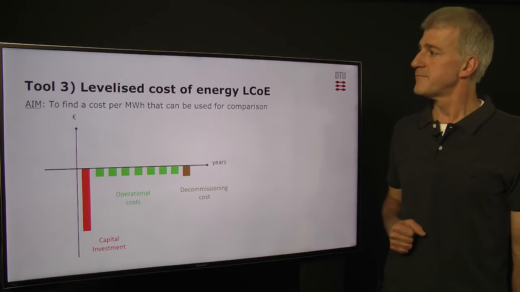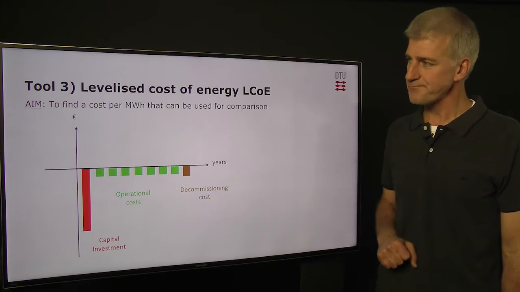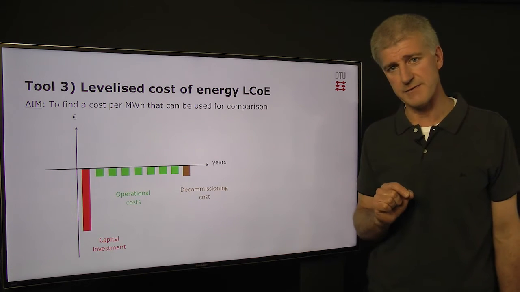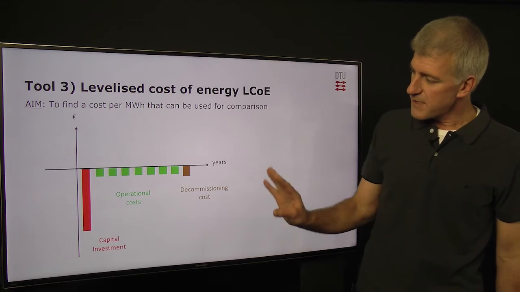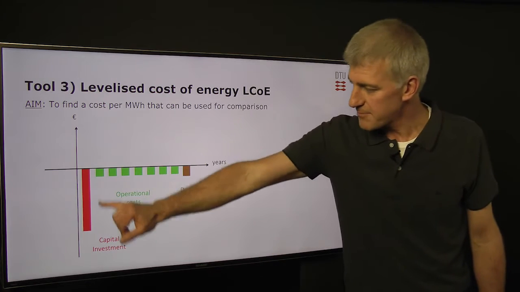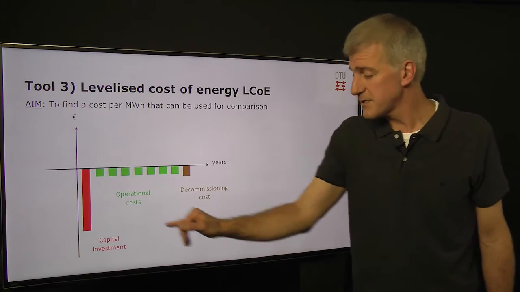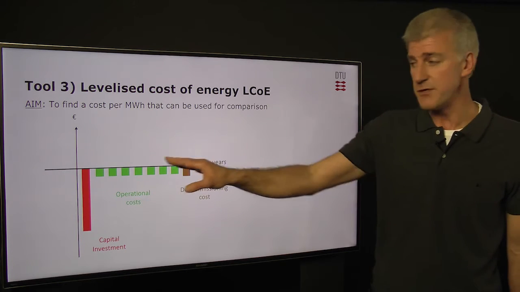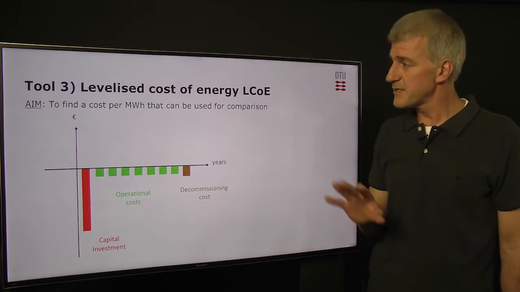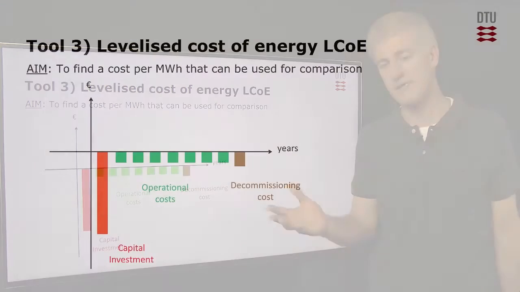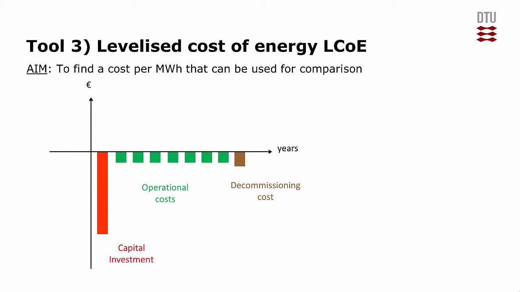The third tool then is the levelized cost of energy. And the aim here is to find a cost per megawatt hour that can be used for comparison. Now the data that we need is quite similar to the other two tools in that we need the capital investment, we need the operational costs and the decommissioning costs. What we don't need though is the revenue, which would be up here. So please note that this calculation is really only a calculation on costs. We're not looking at the revenue. So it's a means of comparing costs of one project with another, or one type of generation with another type of generation.